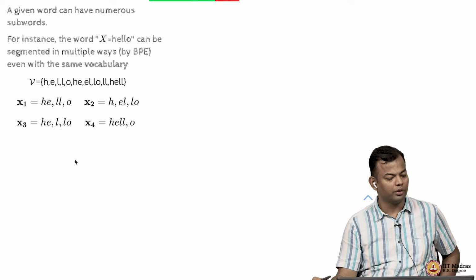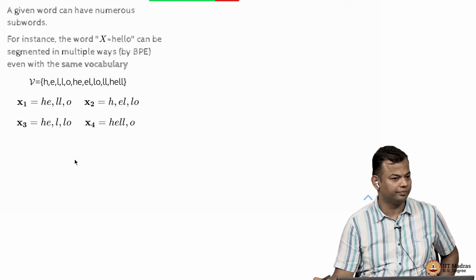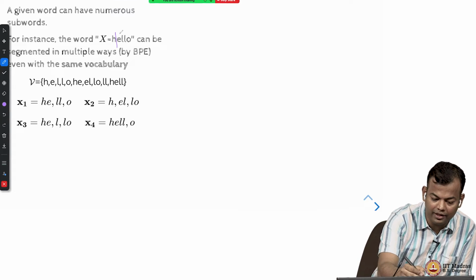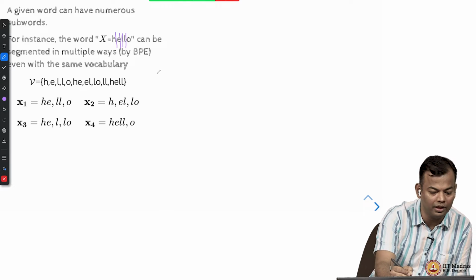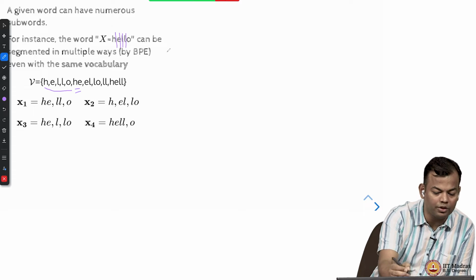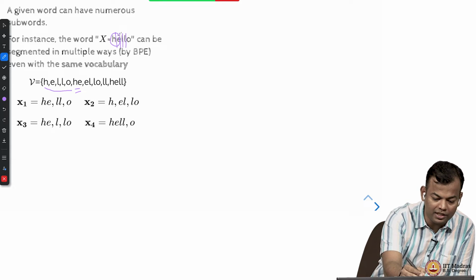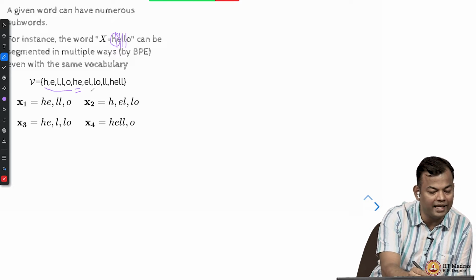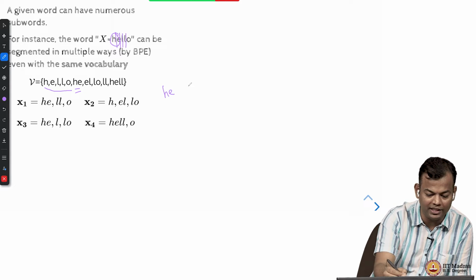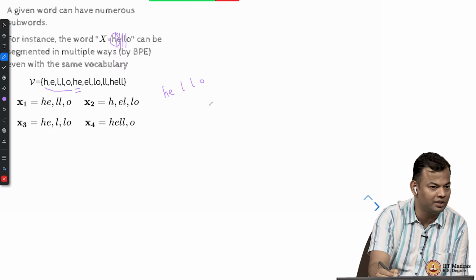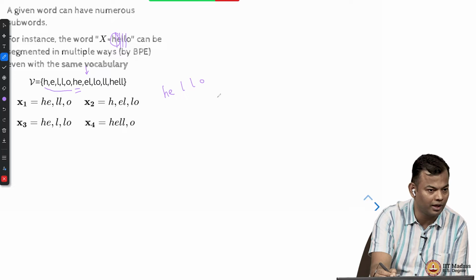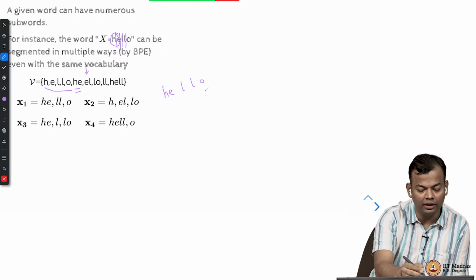But of these four, which segmentation would BPE give? It will start with everything as a single character. Then it finds HE, so it will merge HE. Then it finds EL. Can it merge EL now? No, because there is no E anymore. It is HE, L, L, O. This is the state when I am looking at EL, so there is no EL here to merge. Then it has LO.